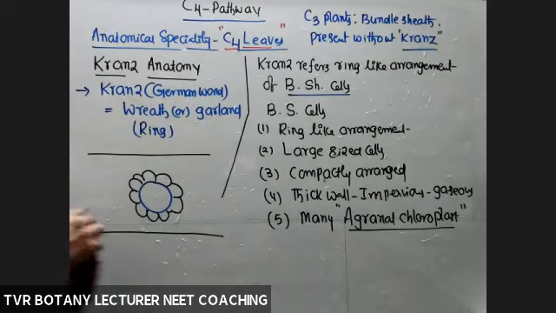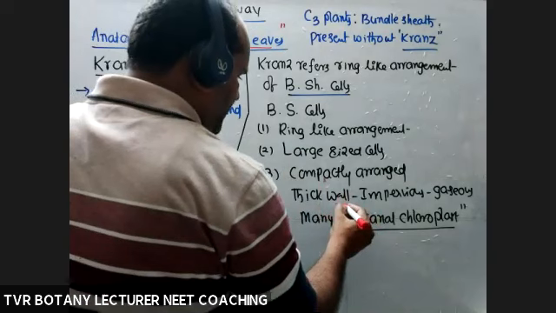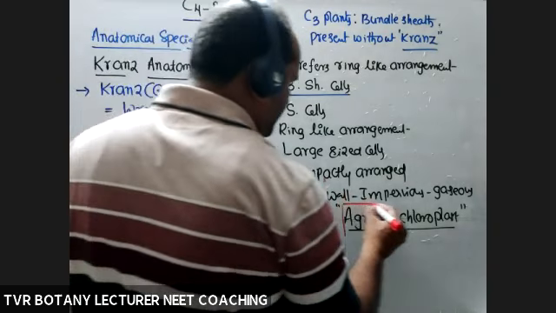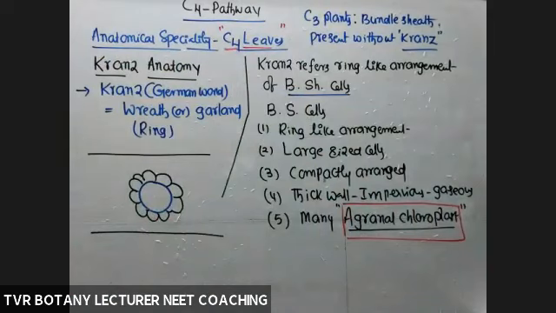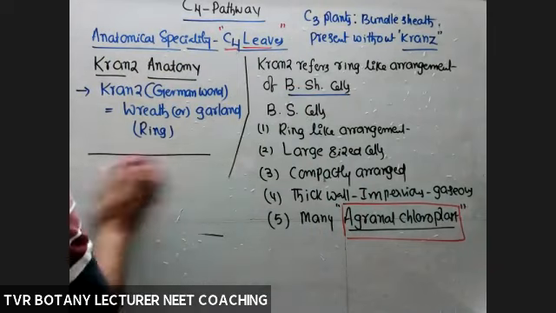Right? So remember, what about the type of chloroplast present in bundle sheath cells? This is very, very important. Agranal is nothing. A refers to absence. Granum thylakoids are absent. That's it. Next. Now, what about the mechanism of C4?